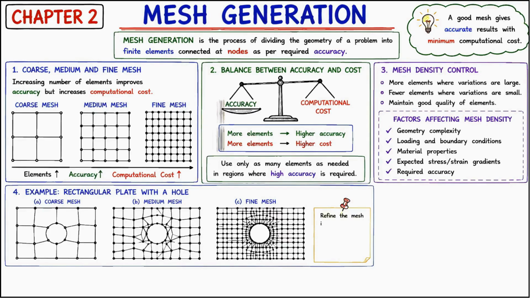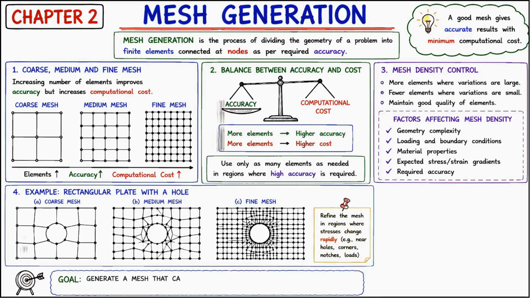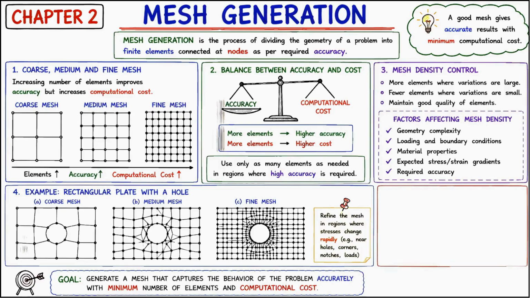On the other hand, regions where stress varies smoothly can be modeled using larger elements. This strategy provides high accuracy without unnecessarily increasing the computational cost. Several factors influence mesh density, including the complexity of the geometry, loading conditions, material properties, expected stress gradients, and the desired level of accuracy. A good mesh also follows some basic guidelines.